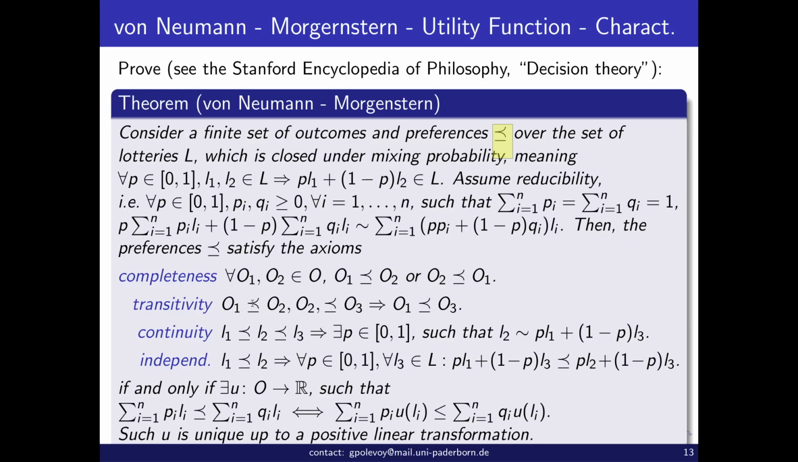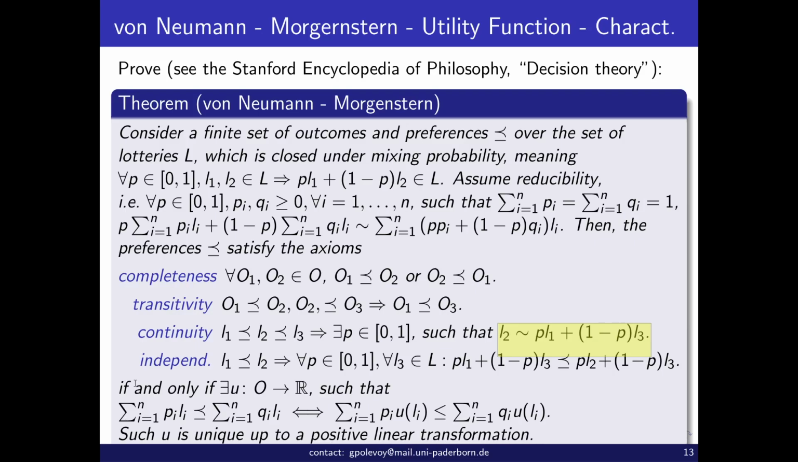Transitivity: if 2 is preferred to 1 and 3 is preferred to 2, then 3 is preferred to 1. Continuity: if you have 3 lotteries, such that 3 is preferred to 2 and 2 is preferred to 1, and you can represent the one which is in between as a linear combination of those two on the edges.